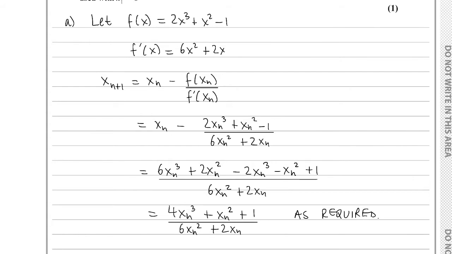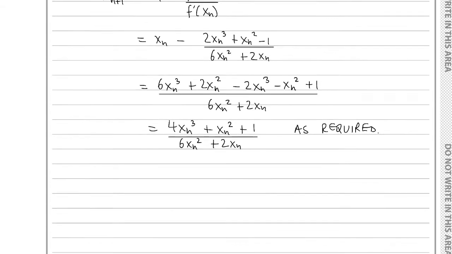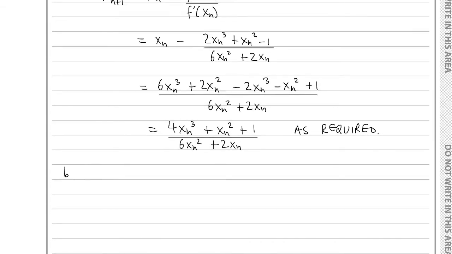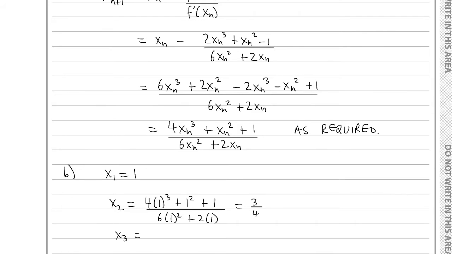And then using a starting value of 1, so x1 is 1, we need to find x2 and x3. So if I just substitute in there, x2 will be 4 times 1 cubed plus 1 squared plus 1 over 6 times 1 squared plus 2 times 1. This turns out to be 3 over 4. And if I do the same with x3, I'll be getting 2 over 3. So another 2 marks here.